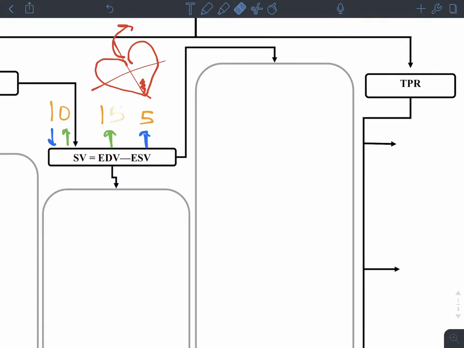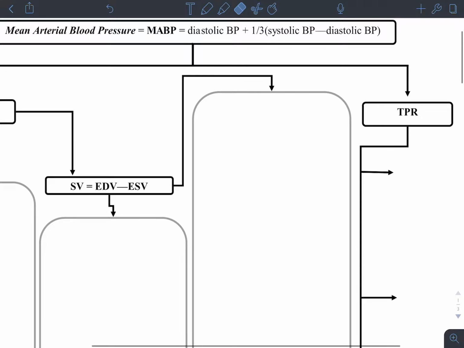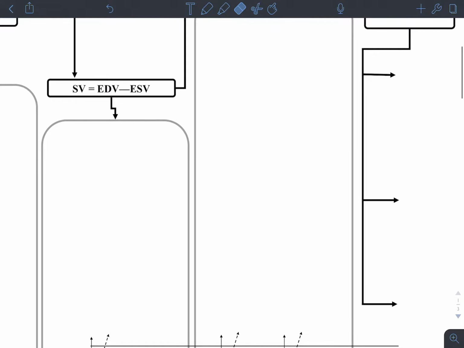Okay? But what if I went back to 10, and let's say I change ESV and I increase ESV to 7. Well, now stroke volume will decrease, so it went from 5 to 3. So if it helps to think about it mathematically, I would do so. All right, so let's think about these one at a time.